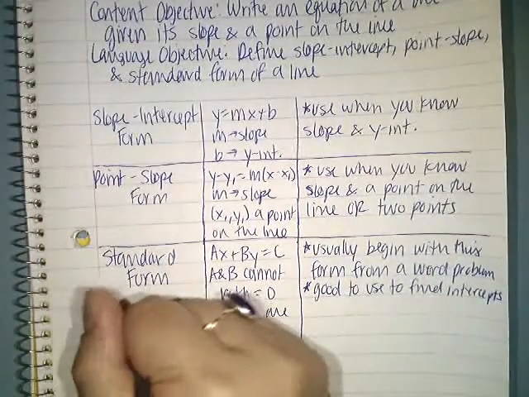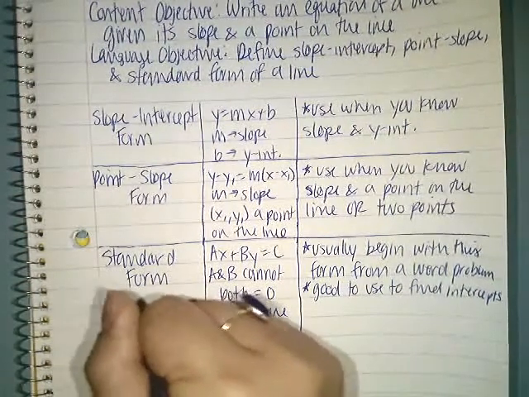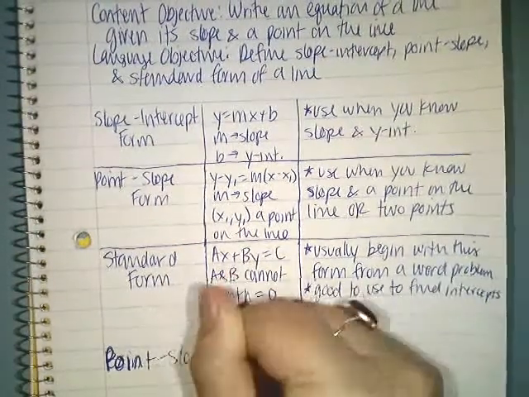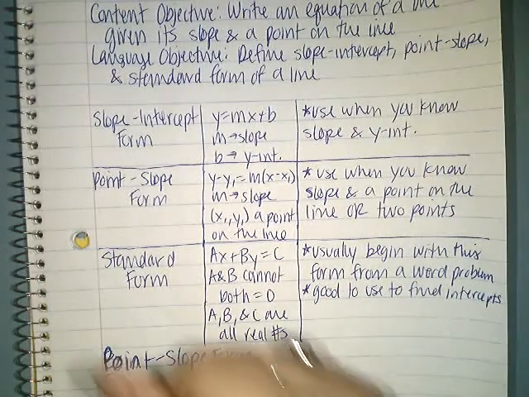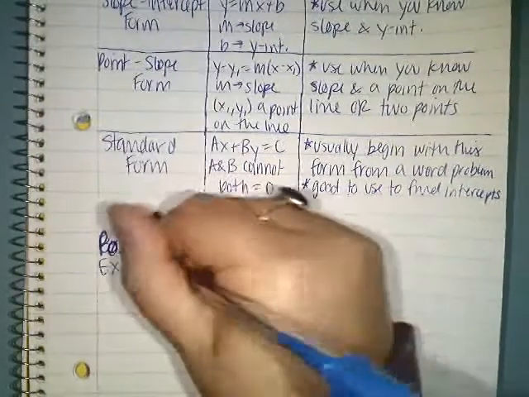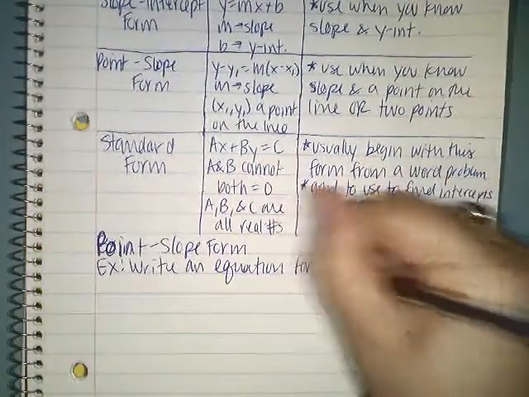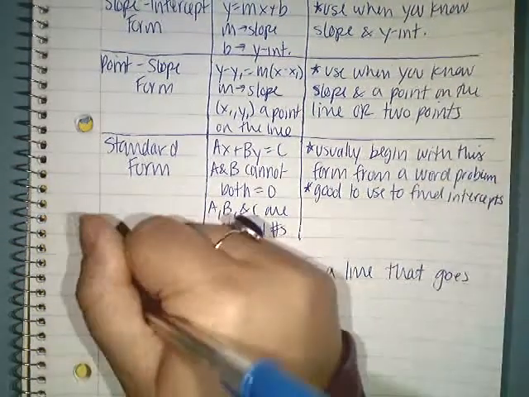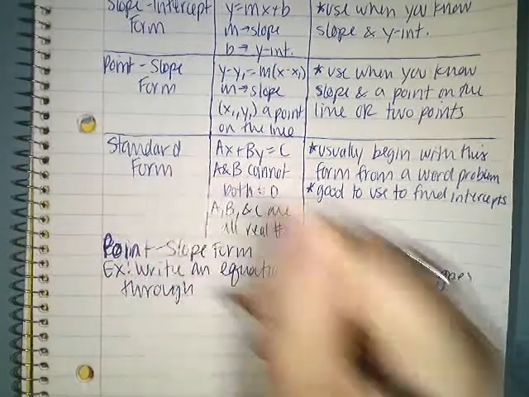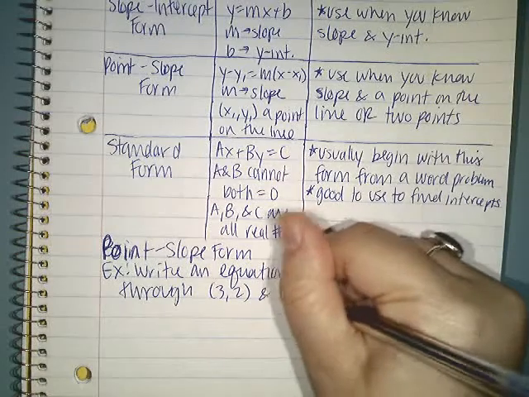So as promised, I want to start with an example of point-slope form. We're going to do an example. I want us to write an equation for a line that goes through (3, 2) and (5, 8).